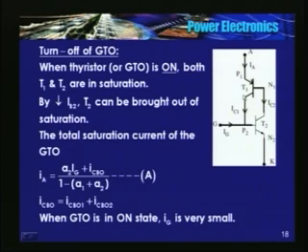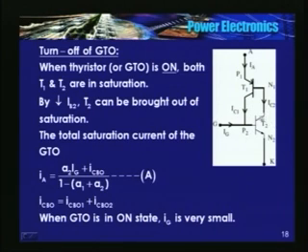See in this figure, this is T1, a PNP transistor, and this is T2, an NPN transistor. Both are in saturation. Now the device has to be turned off. How do I turn it off?